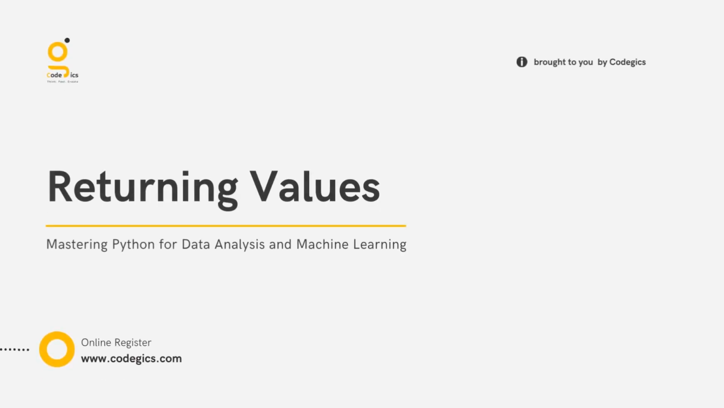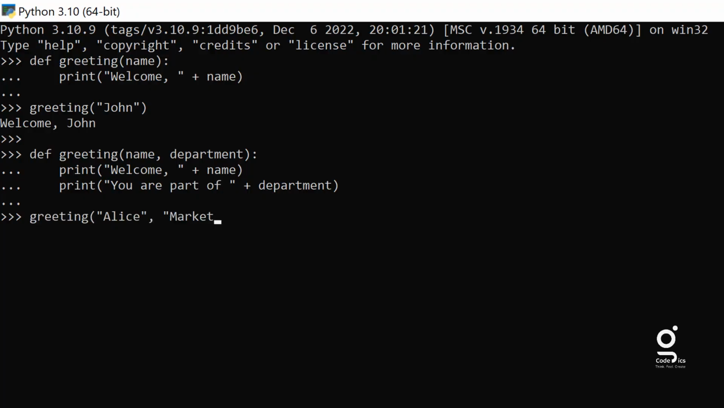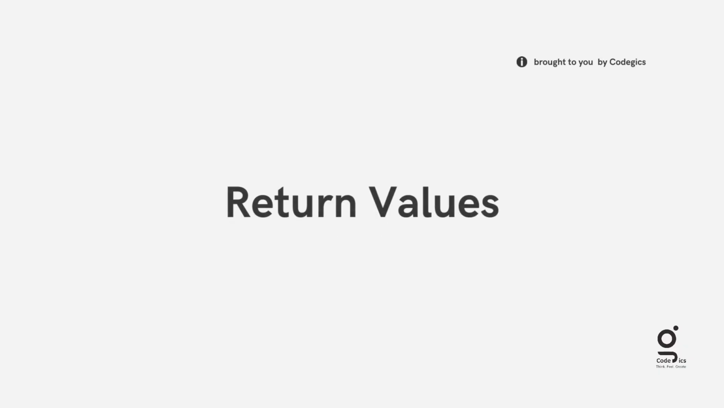Today we'll be exploring the concept of returning values in Python. We've already learned about passing values into a function as parameters, but what if we want to get values out of a function? This is where return values come into play. Let's start with an example.